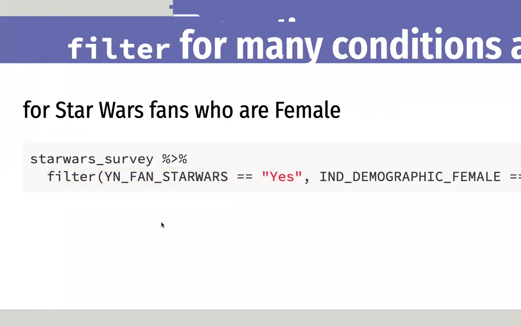You can also filter for many conditions at once. So when you have multiple conditions, it treats them as and clauses. So for example, if I want to have a data frame that only includes Star Wars fans who are female, I would do it like this. I would take the Star Wars data set and pipe it into the filter function. And now I have two conditions. I want this variable YN fan Star Wars to be yes. And I want the indicator for demographic female to be 1.